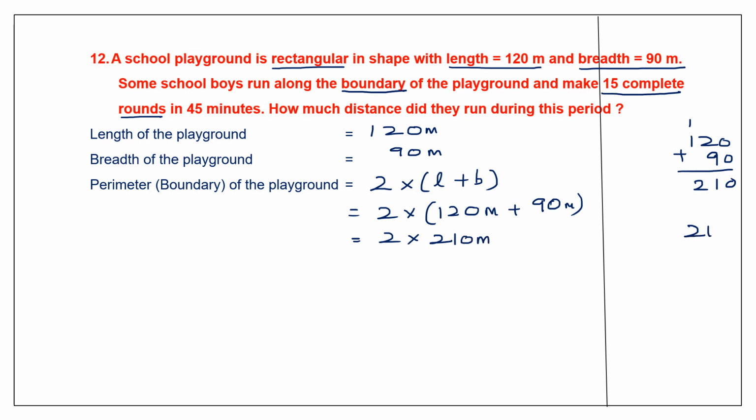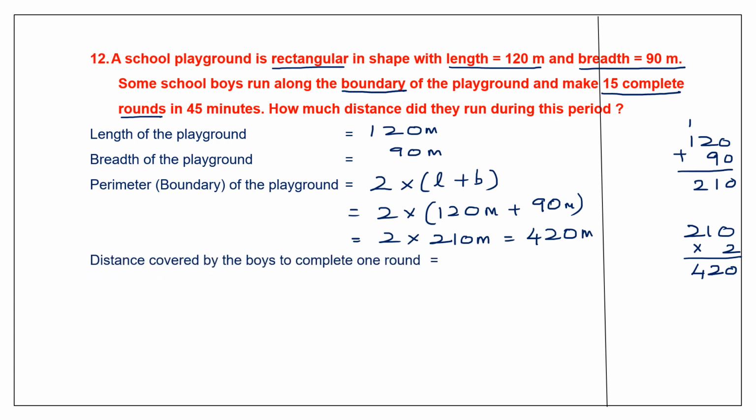So let's multiply 210 into 2. 2 zeros are 0, 2 ones are 2, 2 twos are 4, which is 420 meters. So we have found the boundary of the playground. Now we need to see the distance covered by the boys to complete one round. To complete one round, it is equal to the perimeter, which is 420 meters. So this is to complete one round, and in the question they're asking us about 15 rounds.